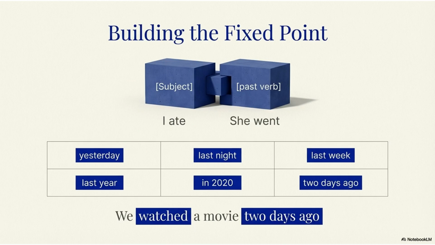For example, I ate, she went. These are simple past structures, right? And we normally use expressions like yesterday, last year, last night, in 2020, last week, 2 days ago. For example, we watched a movie 2 days ago. As you can see, I can place the action in the past exactly when it happened. 2 days ago, because it's in the past, it's a finished action in a finished time. Okay?